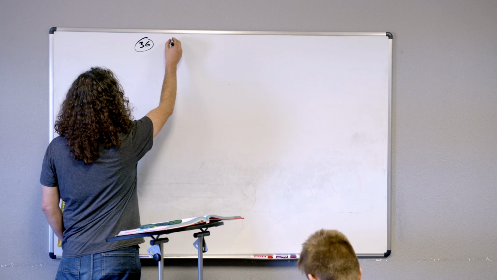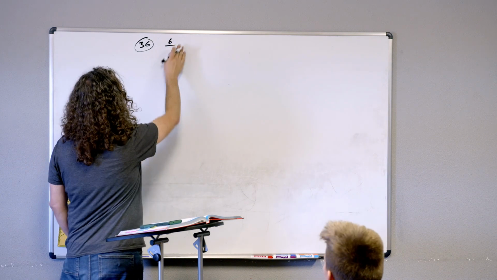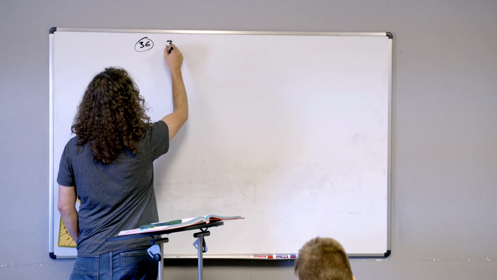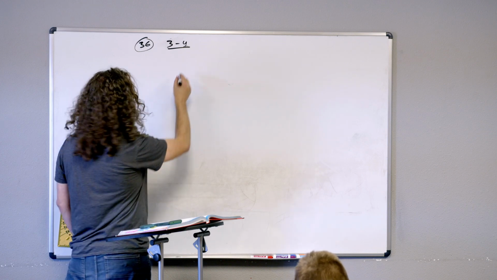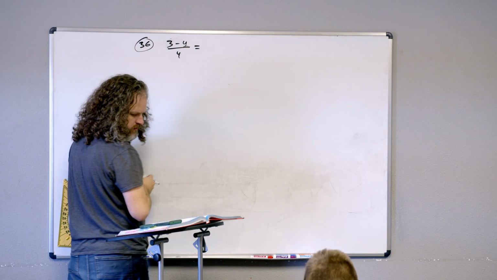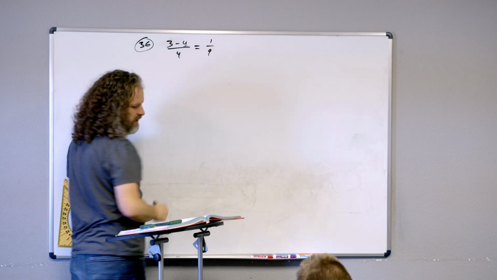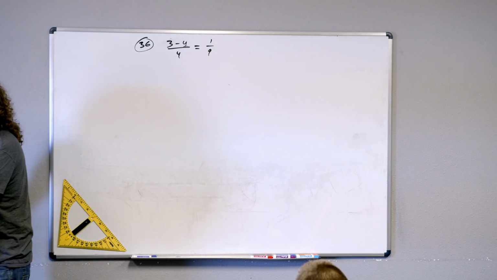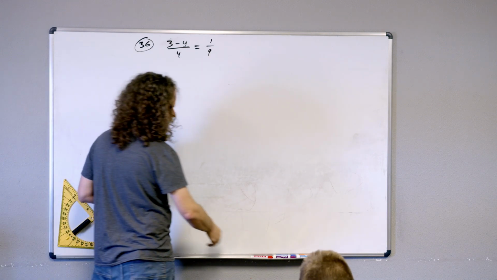34 is 6. Wait, you said 34 and 36? Yeah. 36 is 3 minus y over 4 equals 1/9. And we are expected to solve it for y. So what would we do?